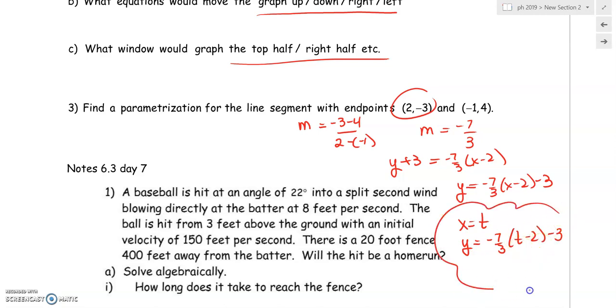The only thing is I need an interval for t. I want it to be a segment where x starts at -1 and ends at 2. Since x is equal to t, I could say make that from -1 to 2. That would work.